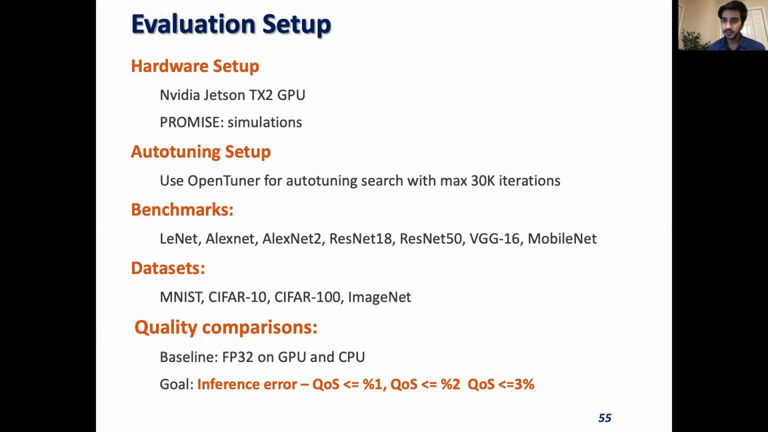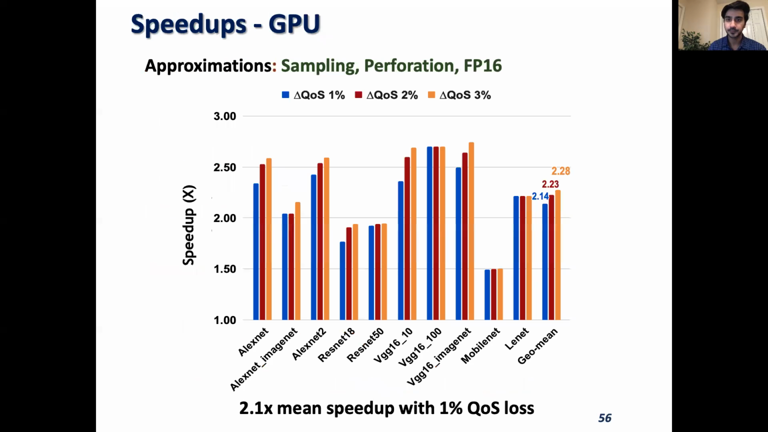The tuning goal we consider is the degradation in the inference accuracy with three different thresholds. QoS loss less than 1%, meaning an additional 1 percentage point loss of accuracy is allowed. Similarly, QoS loss less than or equal to 2% and less than or equal to 3%. This graph here shows the speedup achieved across the benchmarks when considering combinations of approximations, including sampling, perforation, and FP16 on the GPU. Overall, we see speedups ranging from 1.5x to 2.7x with a mean speedup of 2.1x with less than 1 percentage point of degradation in inference accuracy.